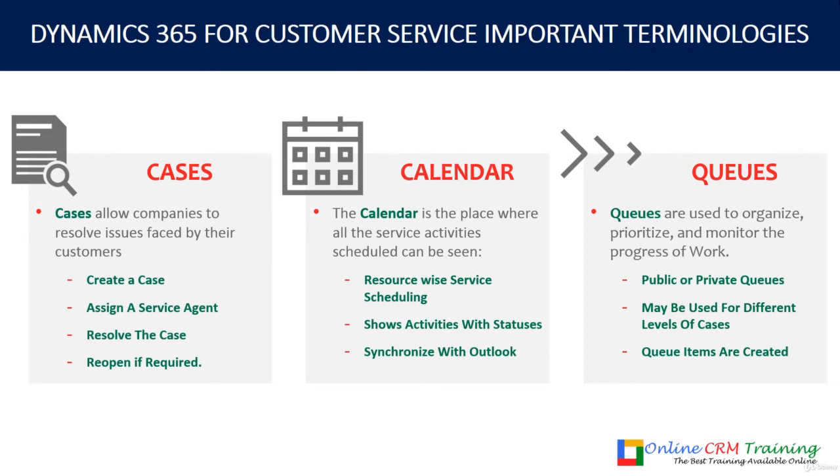So it can really help you automate the process of assignment and also prioritize the work based on the requirements. You can create two kinds of queues. You have public queues and private queues. In public queues, all the items are visible to everyone, and in private queues, only people who are part of that queue will be able to see them.